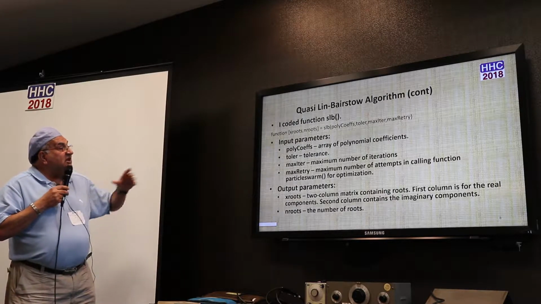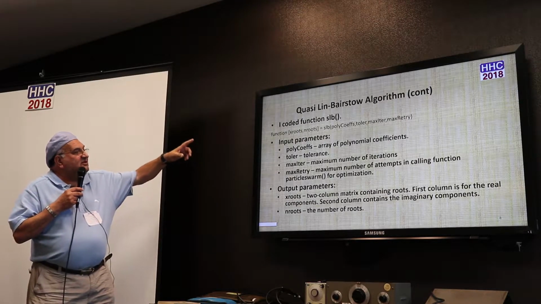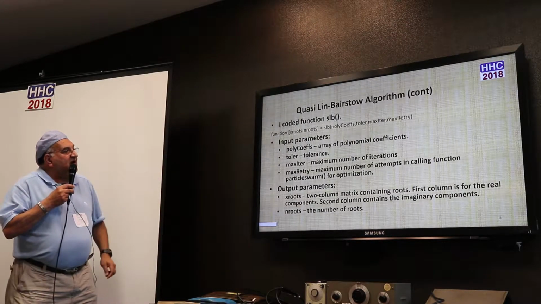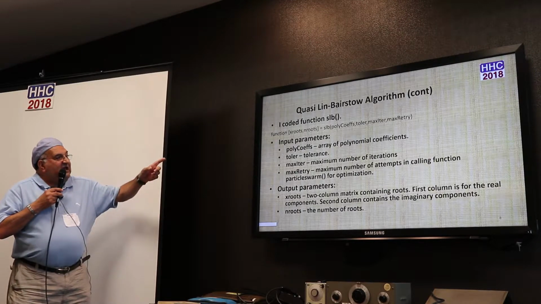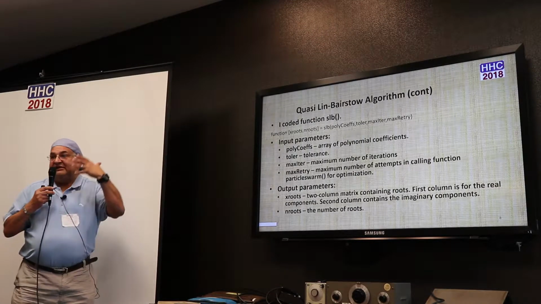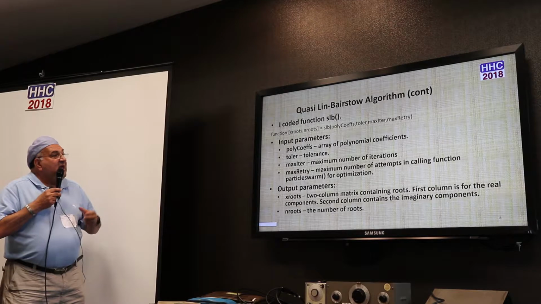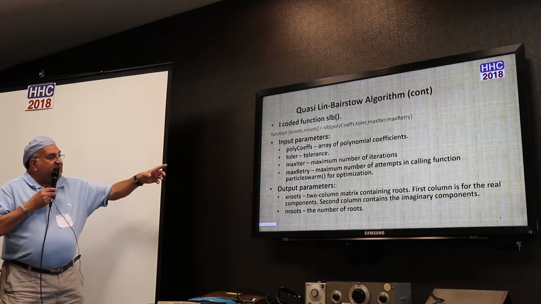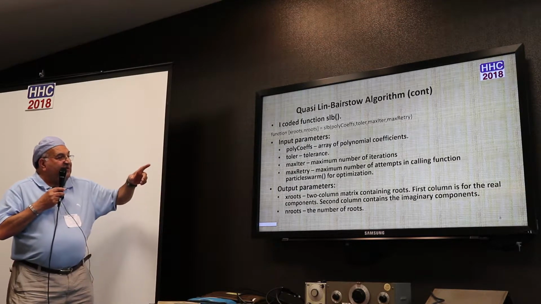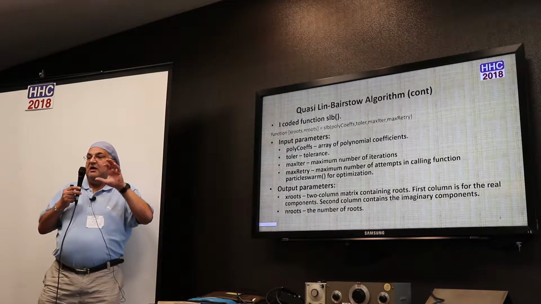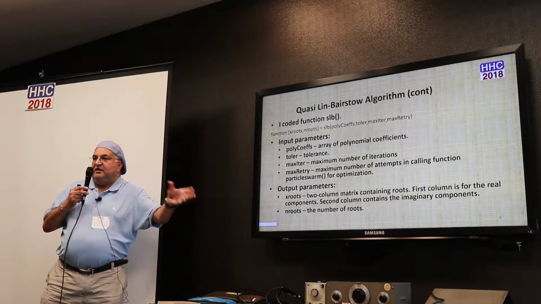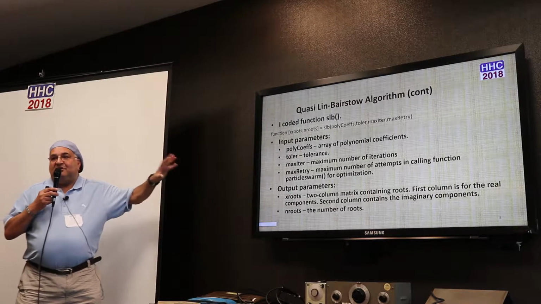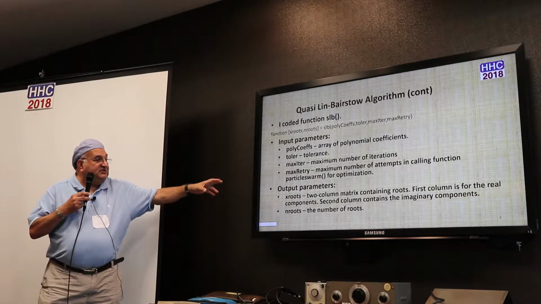I coded a function here, SLB, that's based on the quasi-Lin-Bairstow method. The parameters are polycoefs, the array of polynomial coefficients. It identifies what we're dealing with. The toler is the tolerance we're using, and max iter is the maximum number of iterations that we are using with the particle swarm function. And max retry is the max number of attempts of reusing particle swarm.